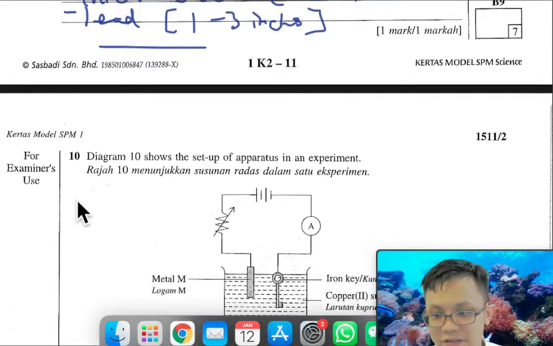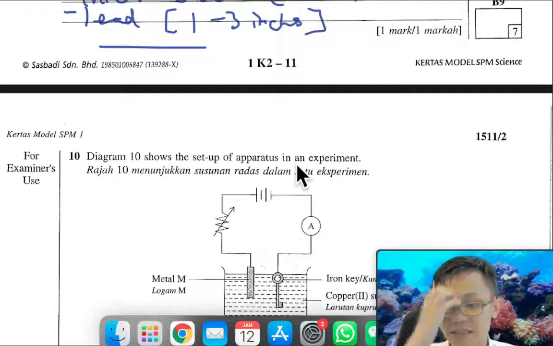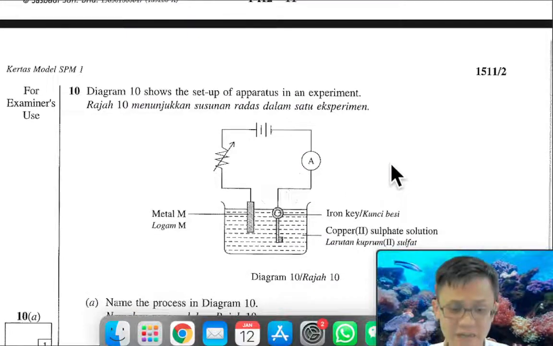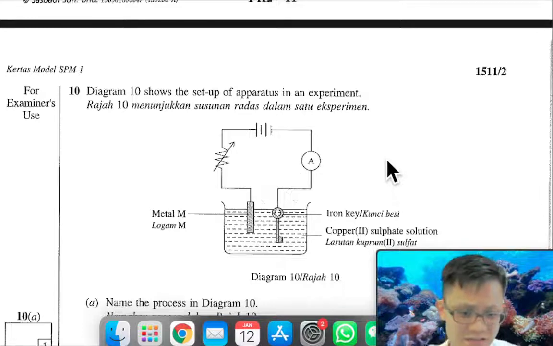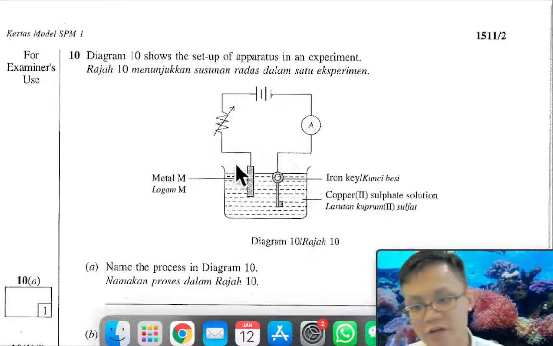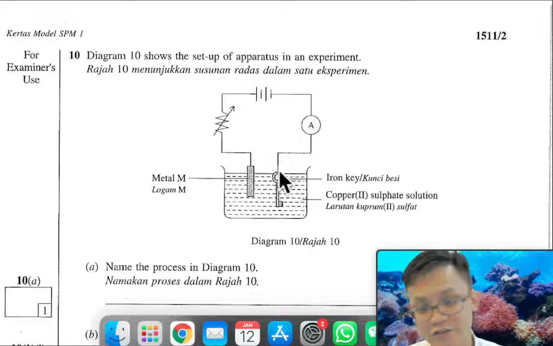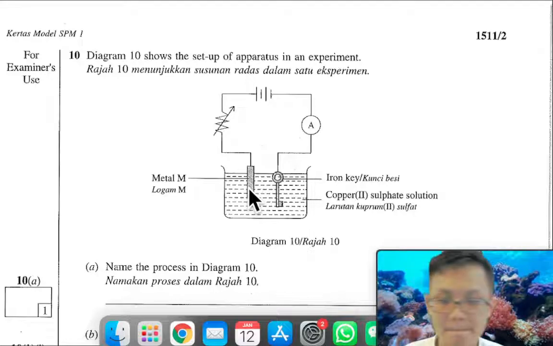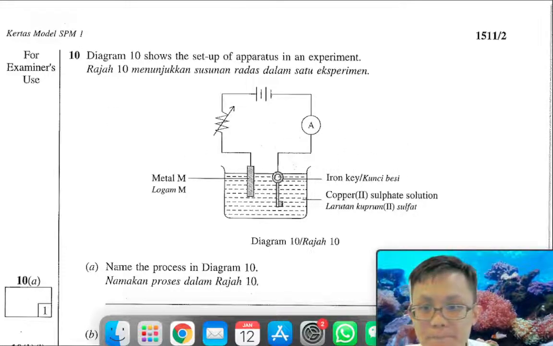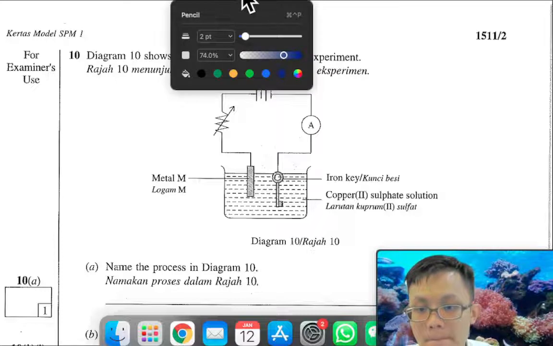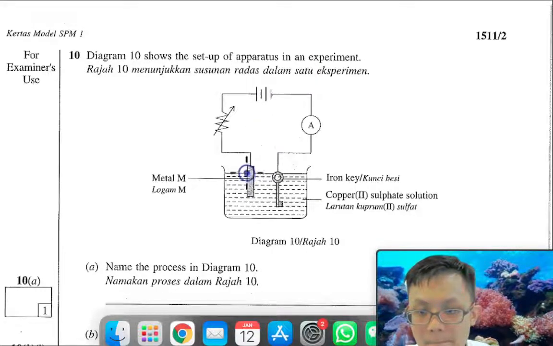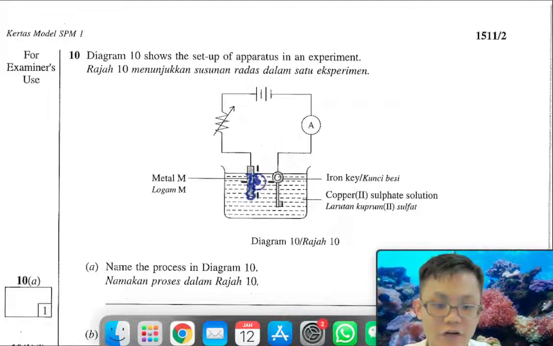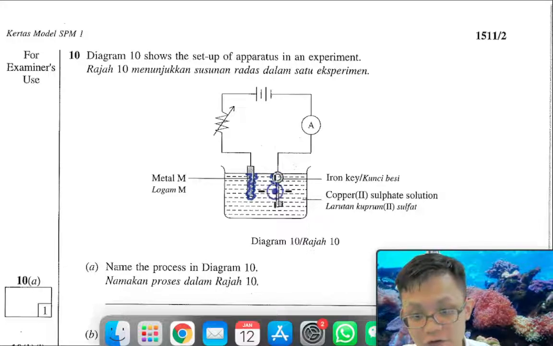Examiner use. Okay, what is this? Diagram 10 shows a cell apparatus in an experiment. So when we look at the experiment, roughly what are they trying to do? Obviously this is a process of electrolysis. And what will happen to M? M will become what? Will corrode, will become smaller, and the copper usually will go to this one.